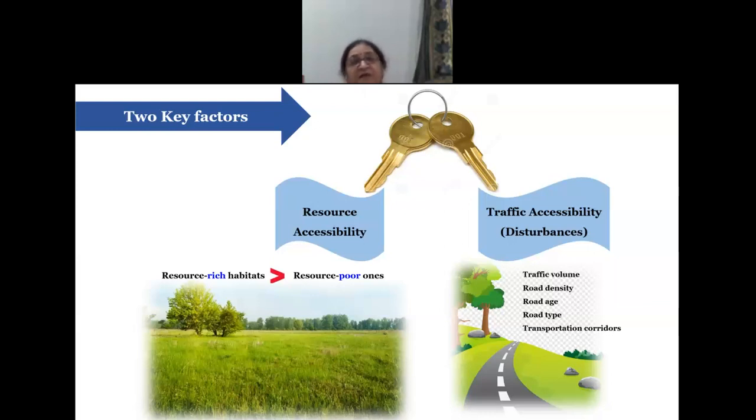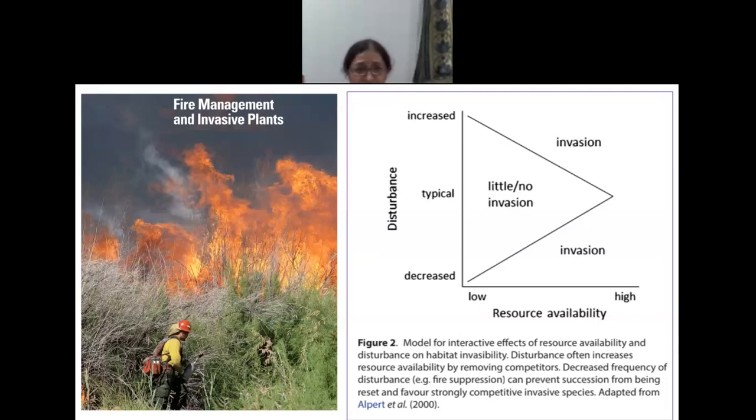Similarly, traffic accessibility, or the number of disturbances, is also a factor in increasing the area of occurrence of these plants. For example, how much traffic volume is present? What is the intensity and density of the roads? What is the age of the road? What is the type of the road? And transportation corridors. If there is more development of roads, it means more movement of people and vehicles, and in this way there is an increase in the area of occurrence of these invasive plants. It is said that even fire, whether of a small or larger degree, helps in increasing the invasion.